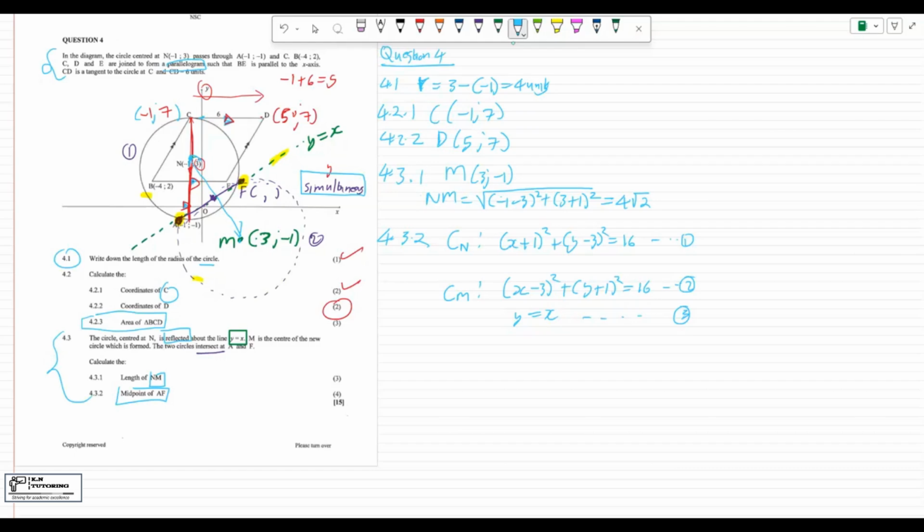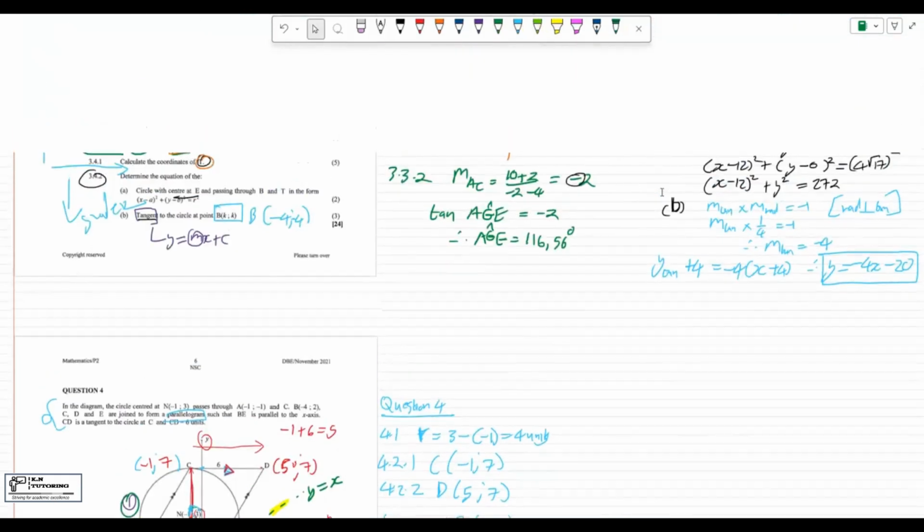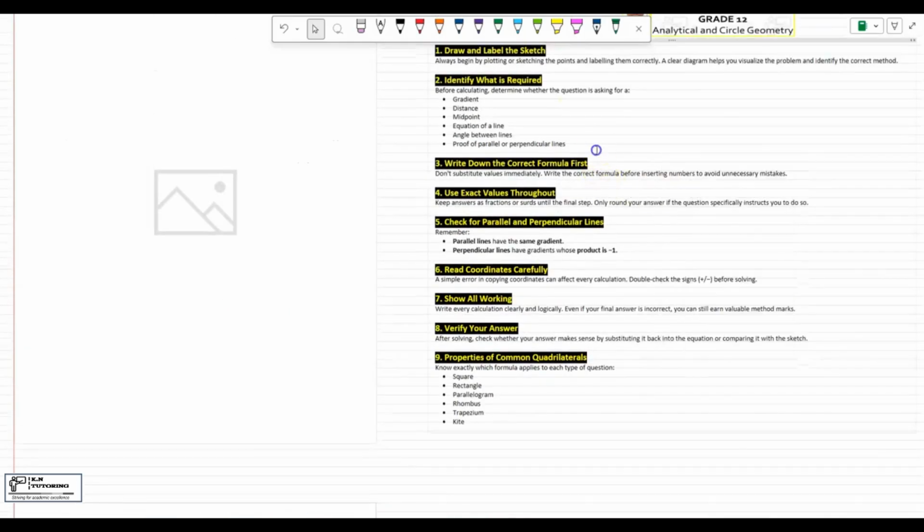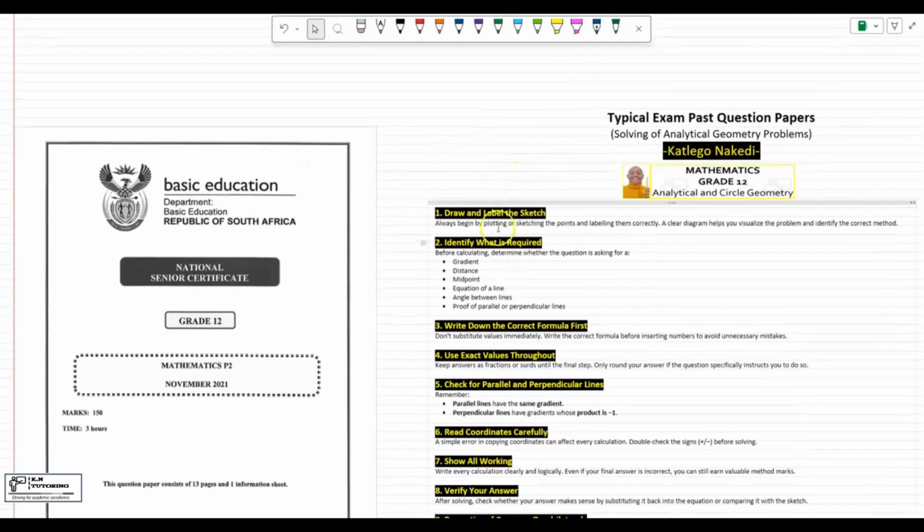Or maybe let me repeat that. We've got circle 1 and circle 2. These circles intersect at point A and F. But at the very same points A and F, there's a line passing through there, which is y equals x. Okay. That's why it was very important. Going back to my guidelines, it's very important.